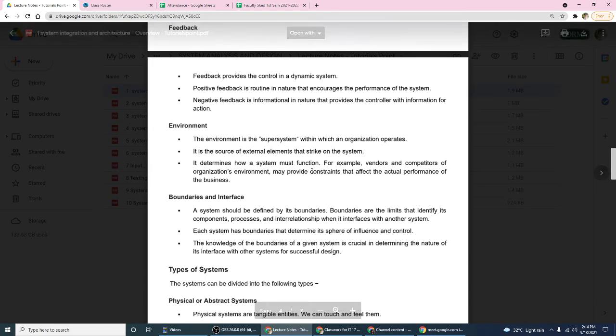Environment. The environment is the super system within which an organization operates. It is the source of external elements that strike on the system. It determines how the system must function.